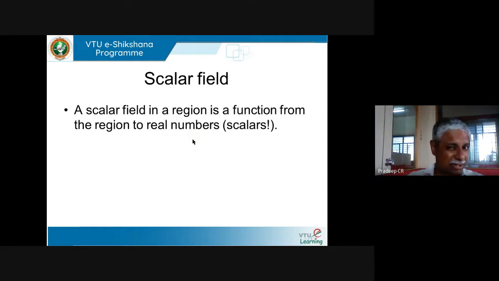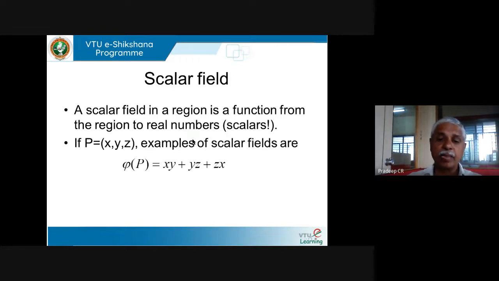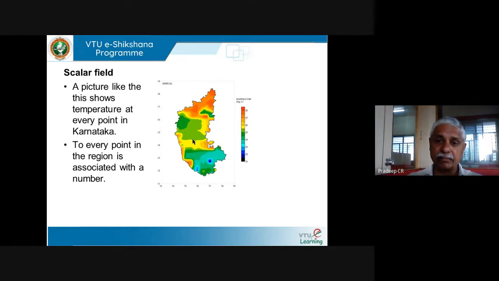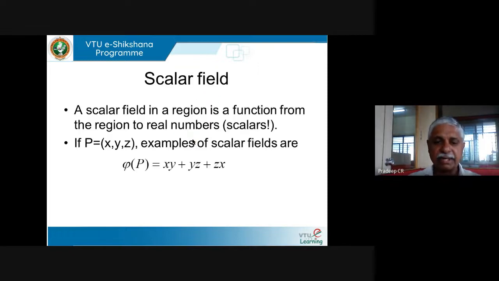Here I'll use the words scalar and real numbers interchangeably. There are many other scalars, but for our course, we will always say scalar means real numbers. So this is the definition of a scalar field. A scalar field in a region always is a function from the region to real numbers. Example. Yeah, this is a pictorial example, but there are no mathematical expressions. How do I manipulate? How do I play with this? So here is an example.